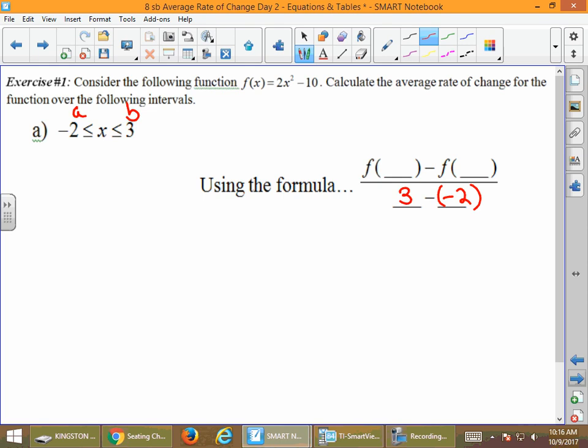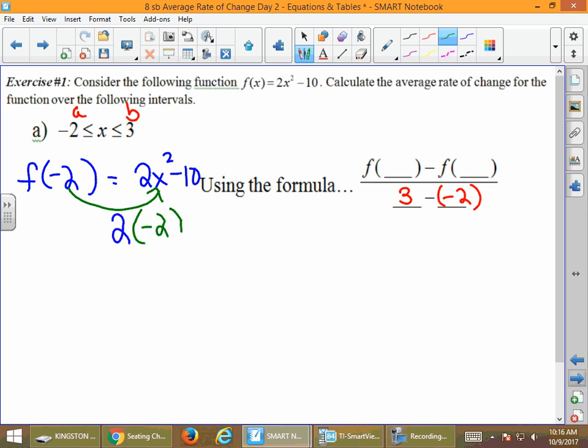But what we don't know right now is what does f of b equal and what does f of a equal? So we're going to go back and use our formula to figure that out. So we want to figure out f of a, which in this case is negative 2. We're putting this back into the function, and this is where you're going left on your paper, equals 2x squared minus 10. And we're going to take this value of negative 2. I'm going to put it back into our equation wherever we see x. So it's 2 times negative 2 squared minus 10.